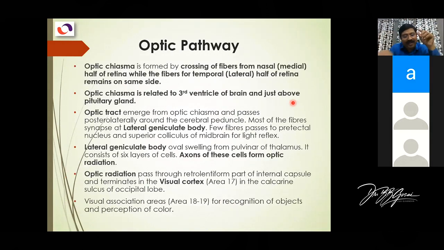Then this particular optic nerve passes through the optic canal, and then joins with the opposite side to form the cross-like structure, which is known as the optic chiasma. Now I will not read this particular material which is written here.